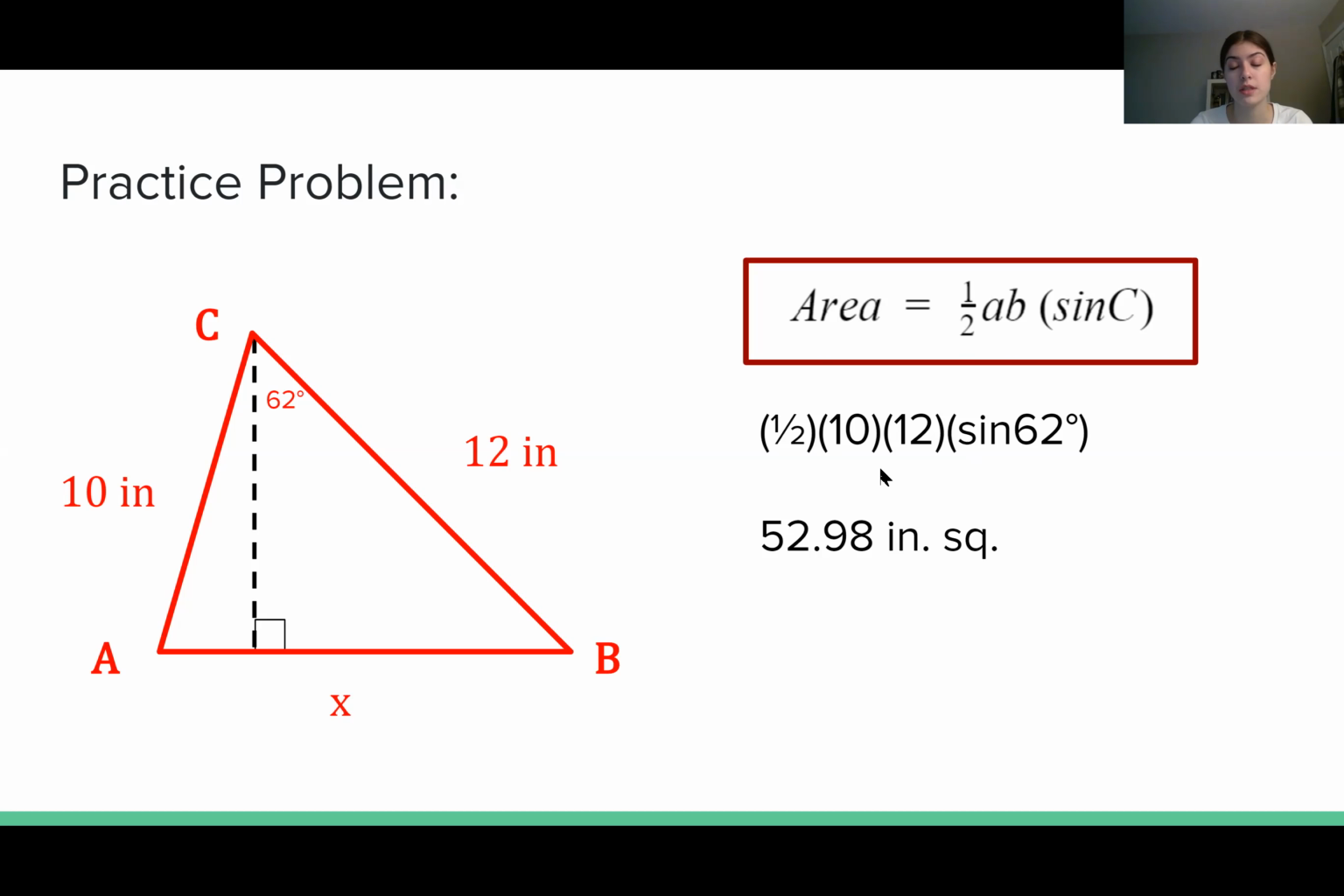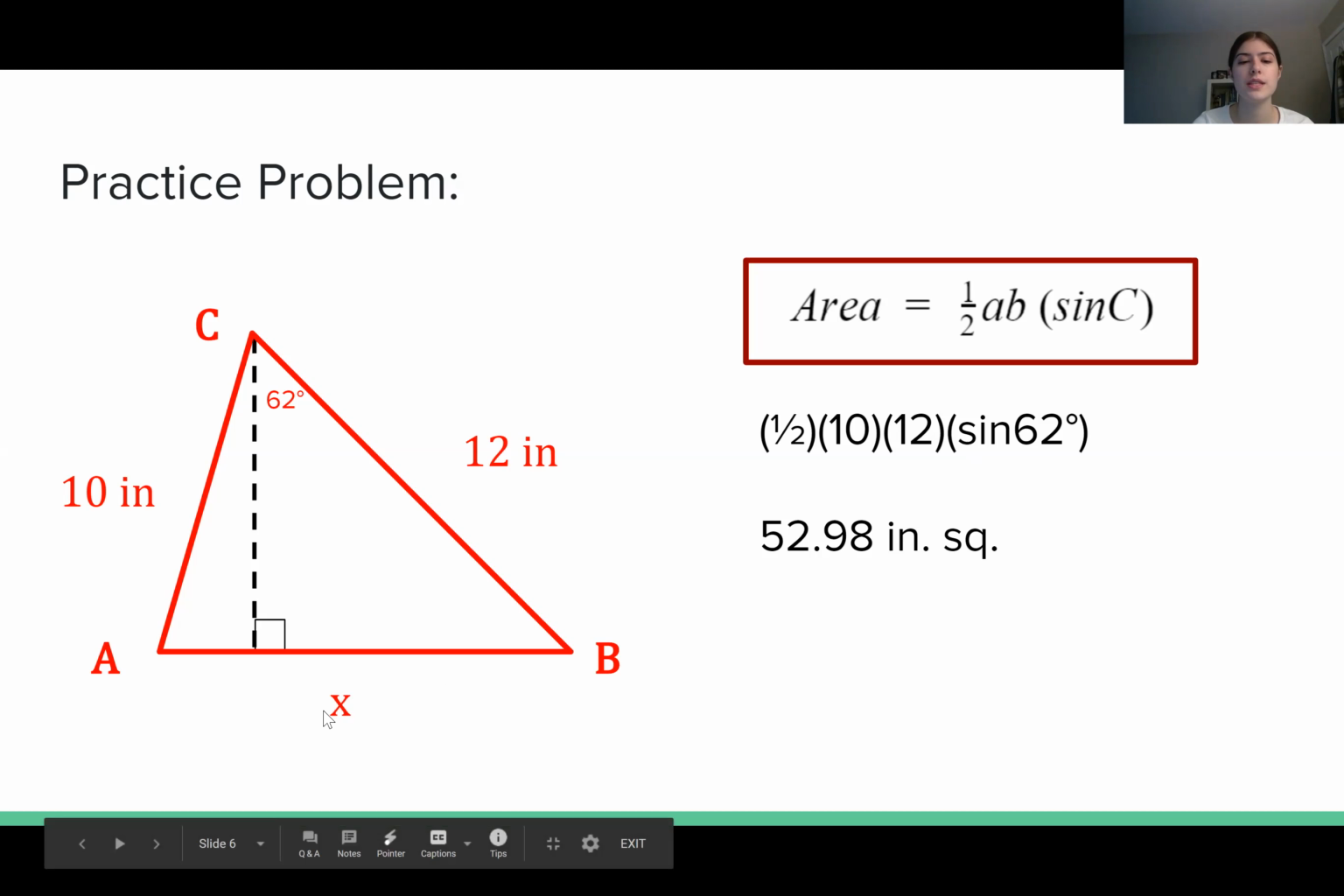So you can just plug that into your calculator then. 1/2 times 10 times 12 times the sine of 62 degrees. Again, remember to be using degree mode on your calculator because we are using degrees. And when you plug that in, you'll get 52.98 inches squared. And that's the area of this triangle.